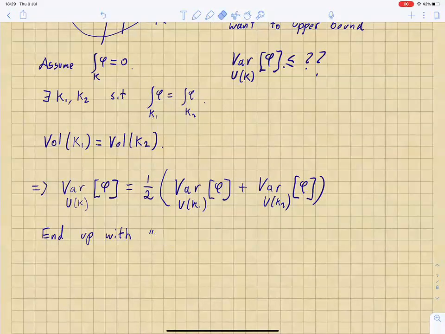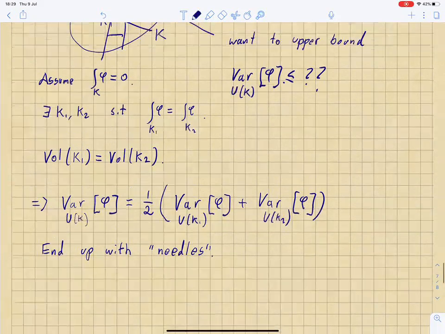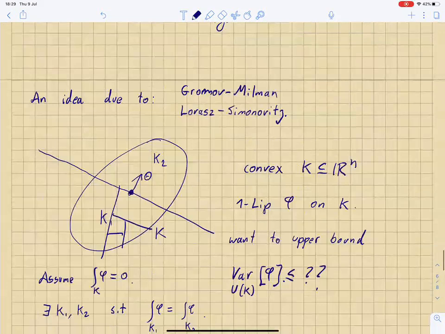Or maybe let's just say that we end up with needles, which are basically just one-dimensional measures supported on some one-dimensional interval. And then we just have to bound the variance of phi on these one-dimensional things, which is an easier task. Okay, so this is a general idea, which at least Lovász and Simonovits call localization.